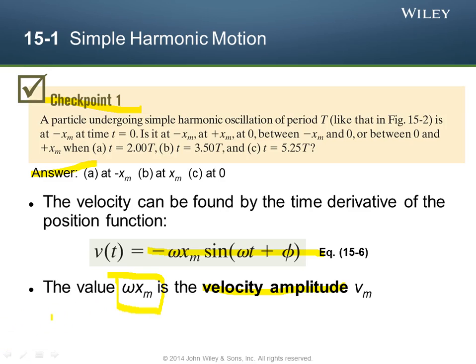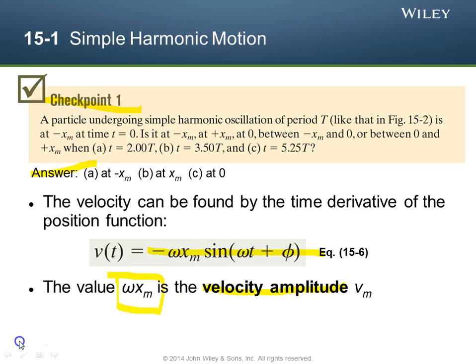Also, it's important to note, when does this happen? The maximum amplitude of the position does not happen at the same point that the maximum amplitude of the velocity happens. The reason for that is cosine is equal to 1 and sine is equal to 1 at 2 different places.